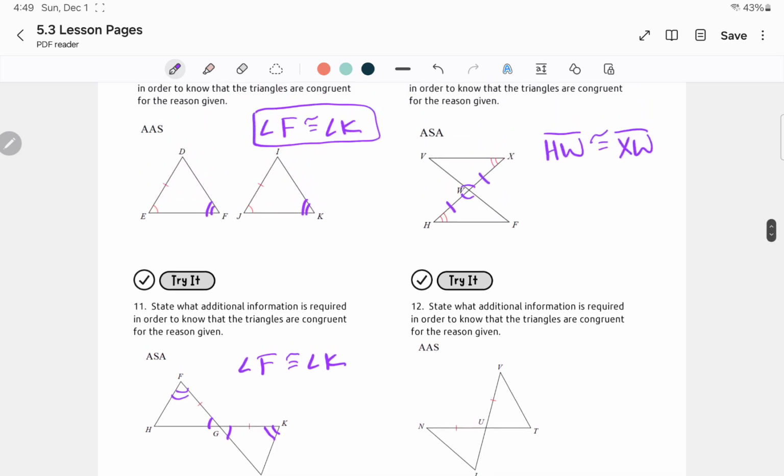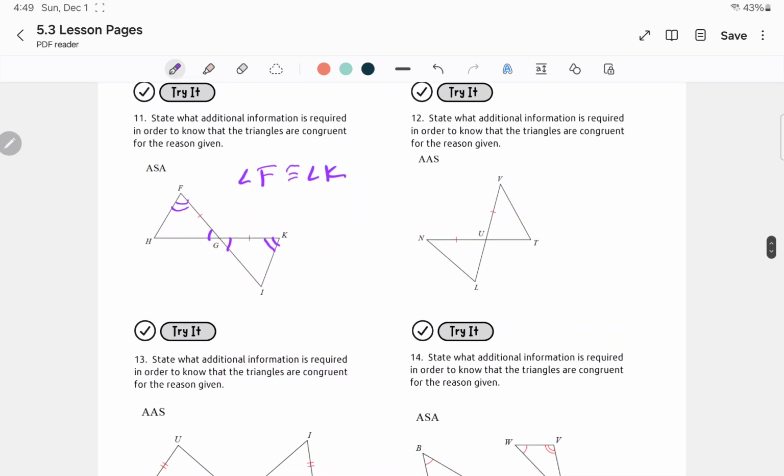Were those the last letters we used? Yeah, it was. That just so happens to be the same letters. But do you see how it is F and K? It couldn't be H and I because it's ASA. The side has to be in between the 2 angles. Okay, so for number 12, now we're going to mark again.